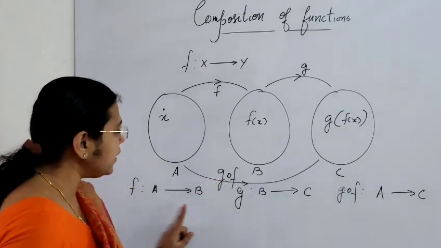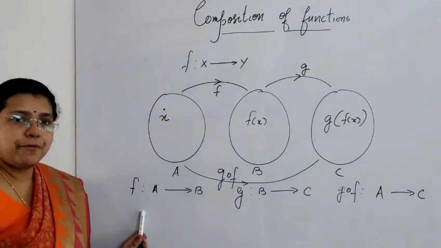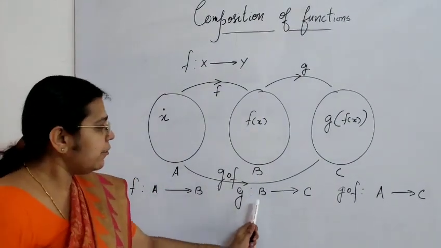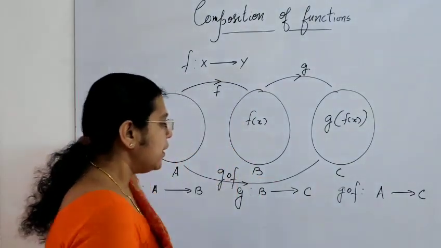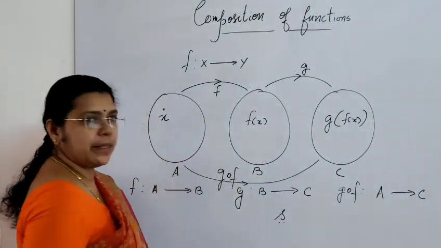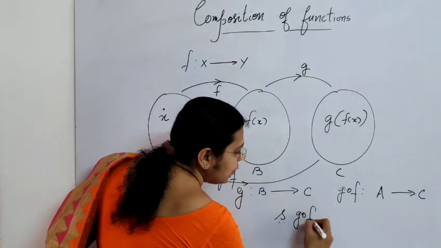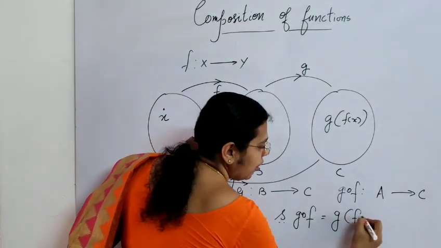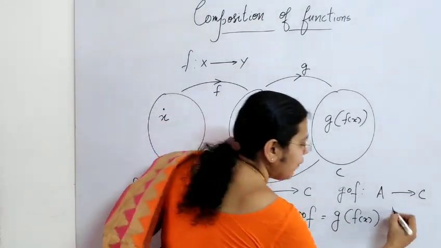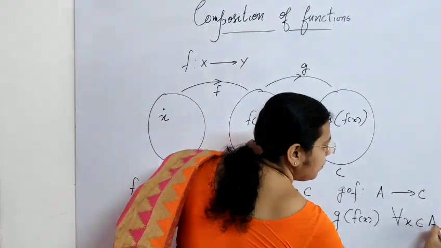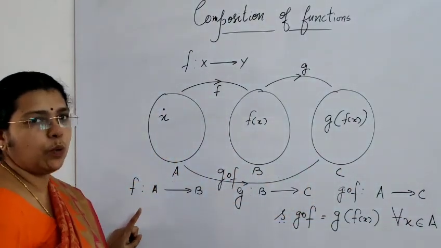So, what is the composition function? I can write the composition function as: if f is a function from A to B and g is a function from B to C, then g o f is a function from A to C. To complete the definition, g o f is a function from A to C such that g o f of x is equal to g of f of x for all x belonging to the set A. So this is all about g o f, right?